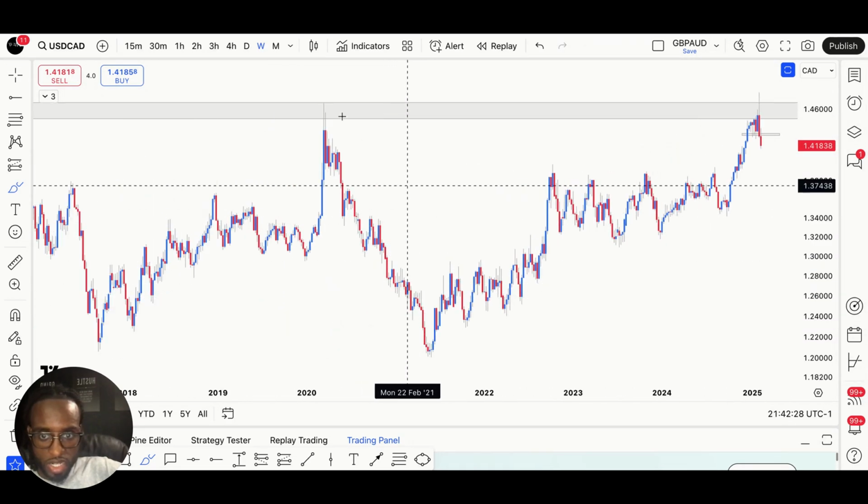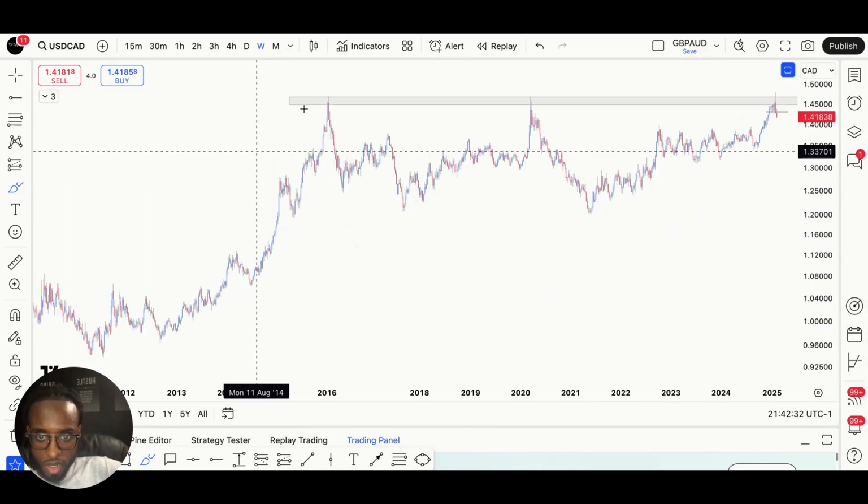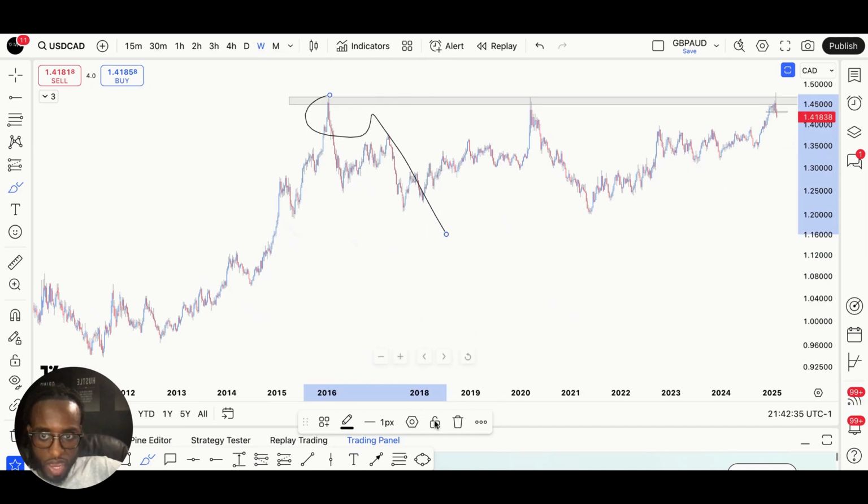So you can see where we're at. We're at this major supply level. The price had a big fall in the past. Even over here, right? So it's like a triple top happening right now.